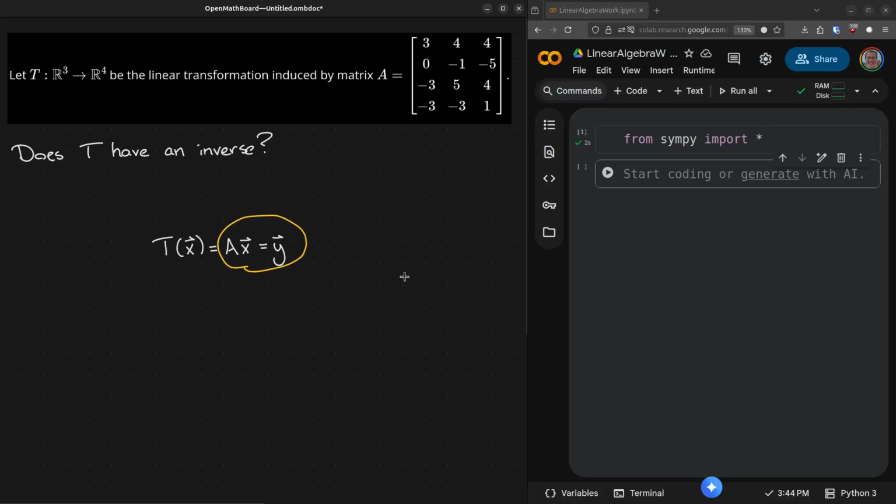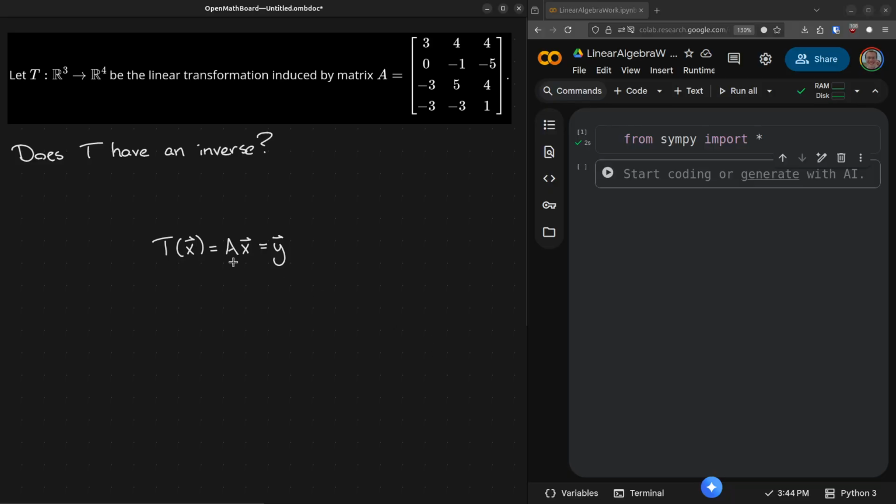For onto, we want to check, is there any y here that's going to make this system of linear equations have no solutions? If this matrix equation ever has no solution, if for any y I could put here, then the linear transformation is not onto.